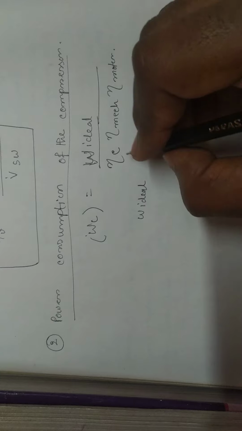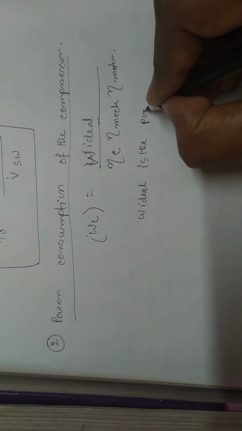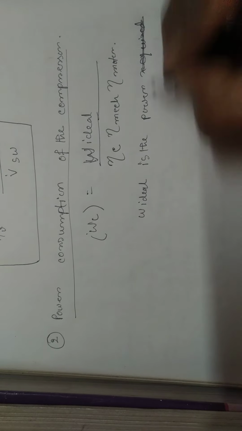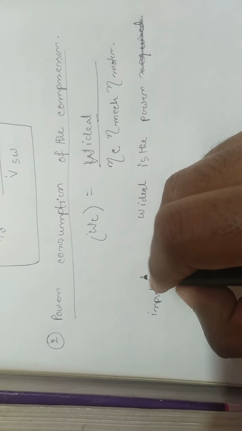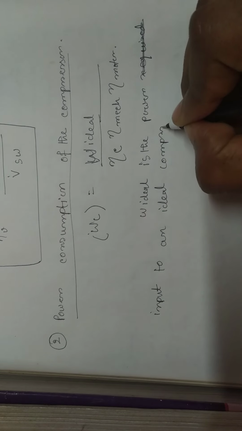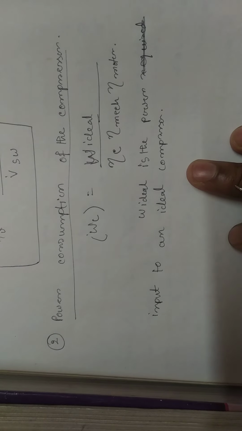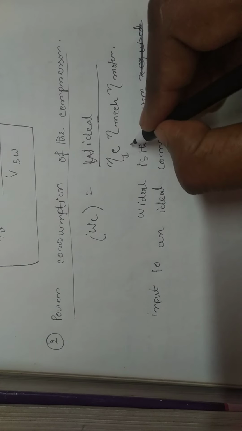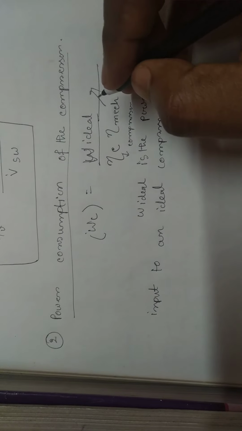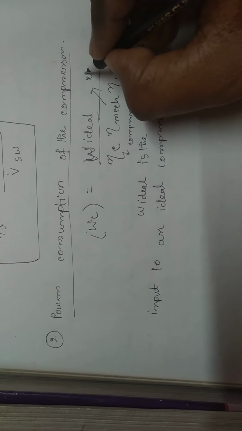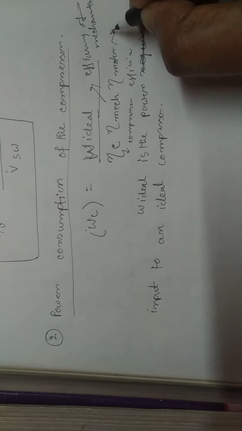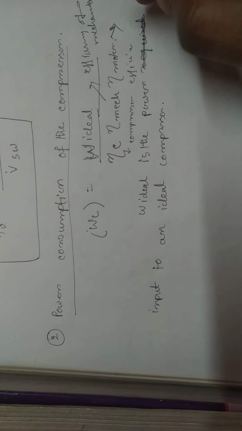W_ideal is the power required, or power input, to an ideal compressor. There is a certain term here, this is your compressor efficiency. This is the efficiency of the mechanical drive, and this is the efficiency of the motor.